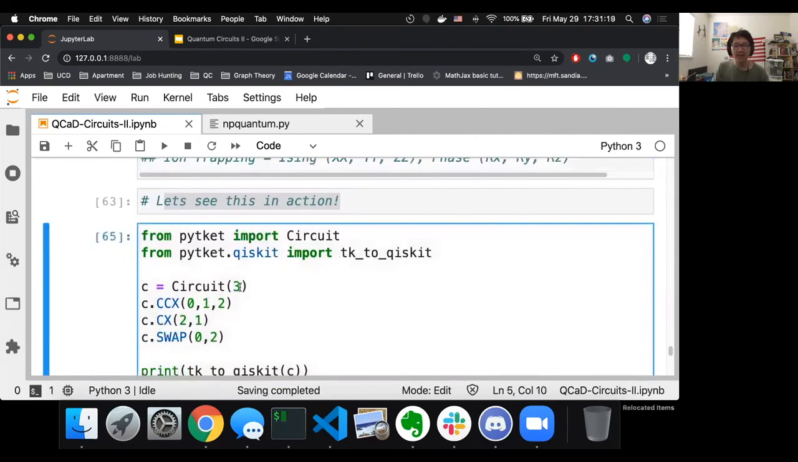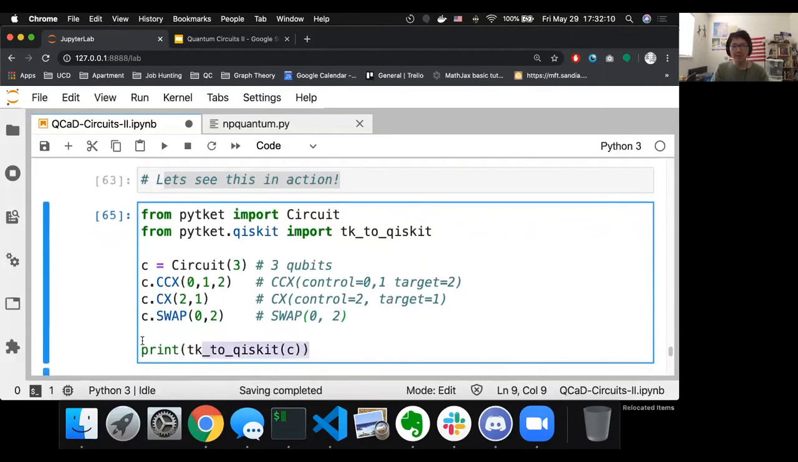I've created this circuit here. We're going to have 3 qubits in our system. We have a CCX gate. The control qubits are the first and second, and the target is the last qubit, the 3rd qubit. Notice that this uses 0 indexing, so it's 0, 1, 2 instead of 1, 2, 3. For the controlled NOT gate here, I'm setting the control to be 2. So the control is the 3rd qubit, and the target is the 1st qubit. And then I do a swap between our 1st qubit and the 3rd qubit.